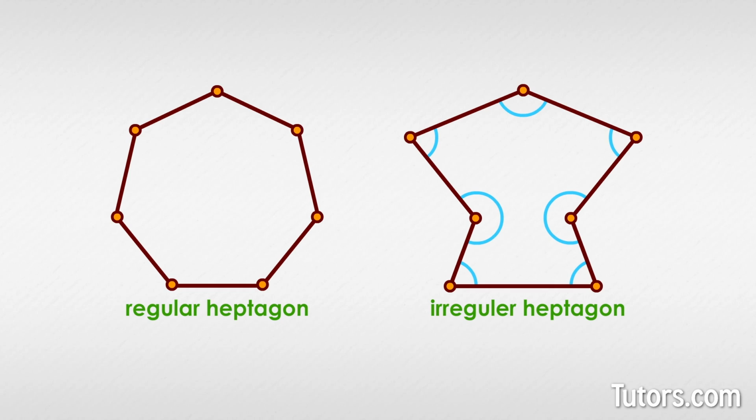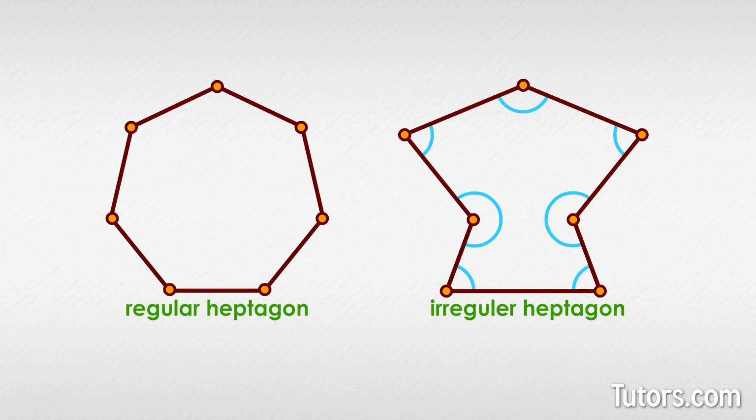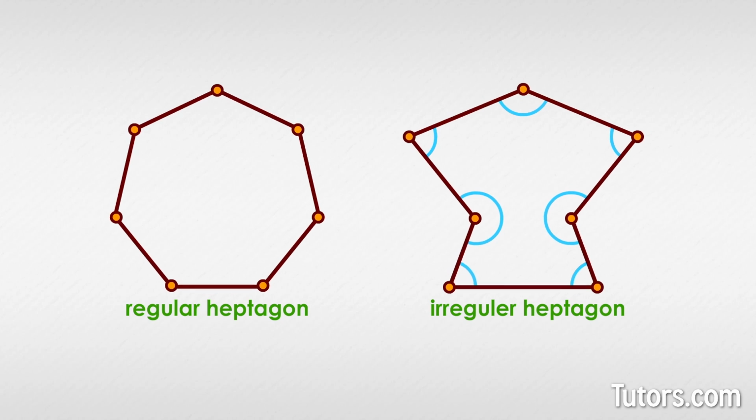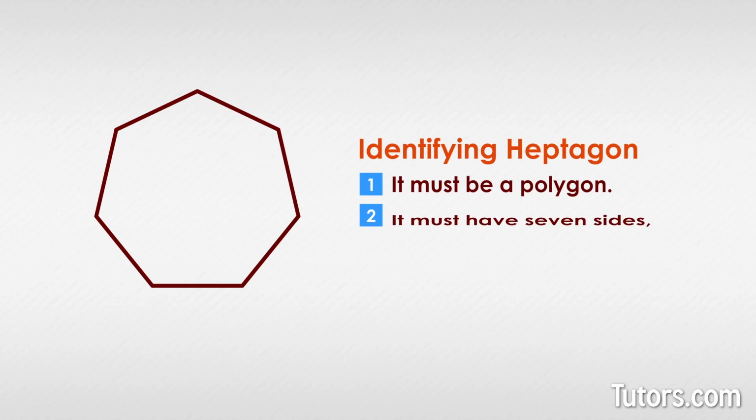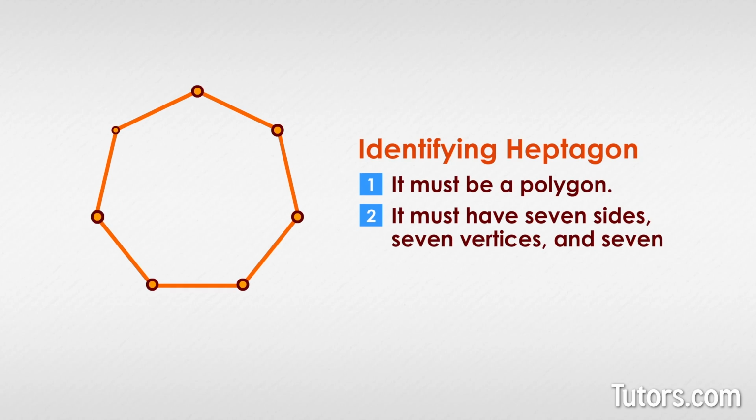Here is an irregular heptagon, meaning its 7 sides are not congruent and its 7 interior angles are not identical. Both figures are heptagons because they meet the requirements for the identifying properties of heptagons. To be a heptagon, a figure must be a polygon. It must have 7 sides, 7 vertices, and 7 interior angles.